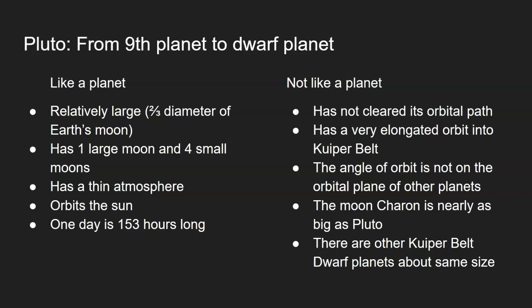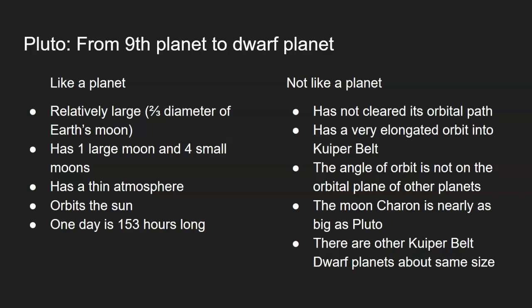Now, ways that it is no longer like a planet: it has not cleared its orbital path. That is a new criterion, and it has too many things in its path as it goes around the sun. It has a very elongated orbit into the Kuiper Belt, so it sits out in the Kuiper Belt. Its angle of orbit is not on the orbital plane. If you imagine all the planets orbit on a plane, like a plate set out, they would all orbit within that plate. This one would cross through the plate at an angle. The moon Charon is almost as big as Pluto itself. It looks like it would be pronounced Charon, but it's actually Charon.